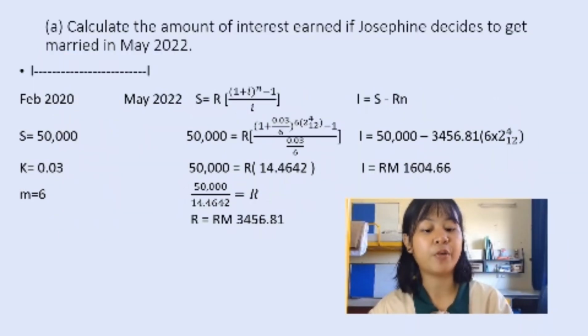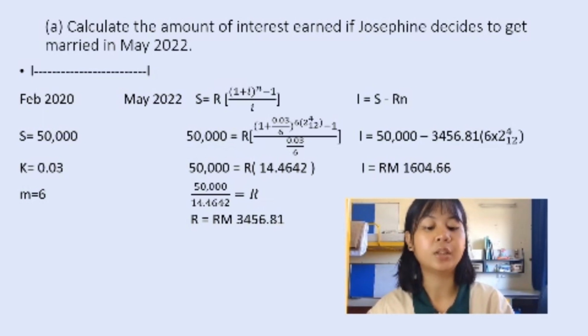A. Calculate the amount of interest earned if Josephine decided to get married in May 2022. So from the question, we will first make a timeline, and February 2020 will be at the start of the timeline, and May 2022 will be at the end of the timeline. We will extract all the information that we found in the question.